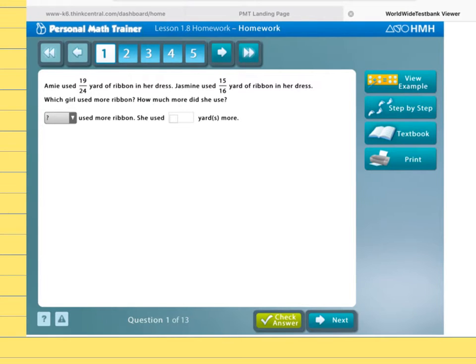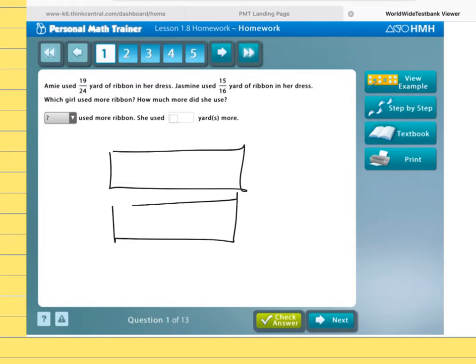So unpacking the problem, Amy used 19/24 yards of ribbon in her dress, and Jasmine used 15/16 yards of ribbon in her dress. Which girl used more ribbon? How much more did she use? The first thing that I see is that the model they're suggesting is a comparison bar model. So just to draw them quickly, you're going to do something like this, and you're going to have Amy here and Jasmine here. So you're comparing which one of these is greater or less than.